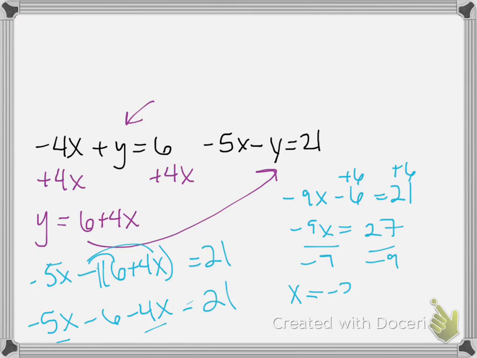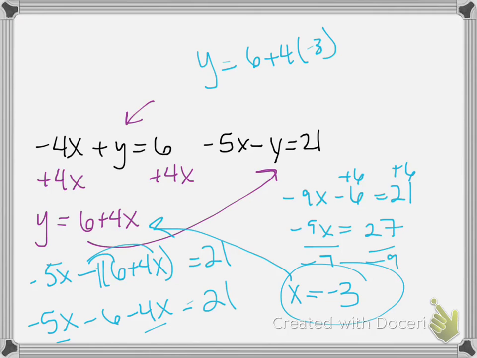So x equals -3. Now I need to plug it back in, so I can plug it into either of my equations and solve to find y. I'm going to plug it into this one because it looks easier. So I'm going to do y equals 6 plus 4 times -3, because that's what we found x to be. So y equals 6 minus 12, because 4 times -3 is -12. 6 minus 12 is -6. So my point is (-3, -6).